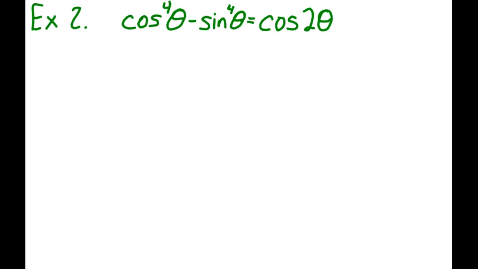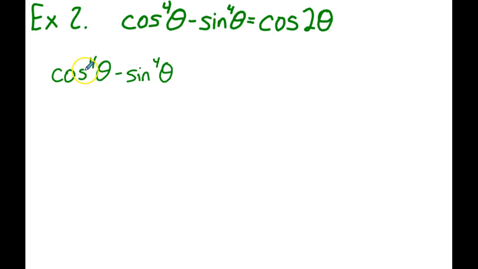Example 2, we want to prove the identity cosine to the fourth of theta minus sine to the fourth of theta equal to the cosine of 2 theta. So we're going to start with the left side of our equation, cosine to the fourth power of theta minus sine to the fourth power of theta. We're going to use ideas of factoring from algebra because this is a difference of two squares.